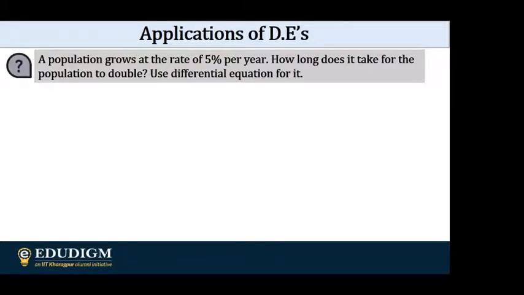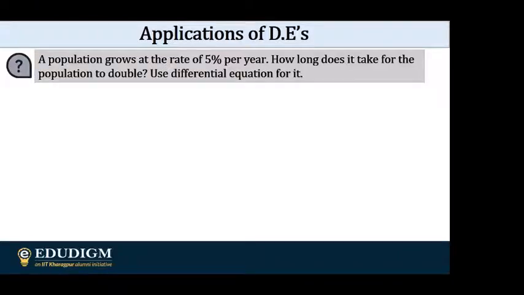Okay. A population grows at the rate, now look at this, at the rate of 5% per year. You know that whenever the population is growing, it's a function of time. So you have two functions here. You have the population, you have the time.